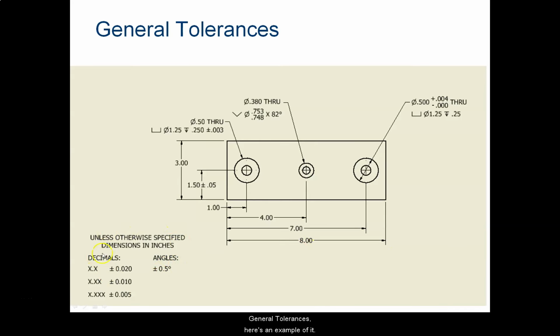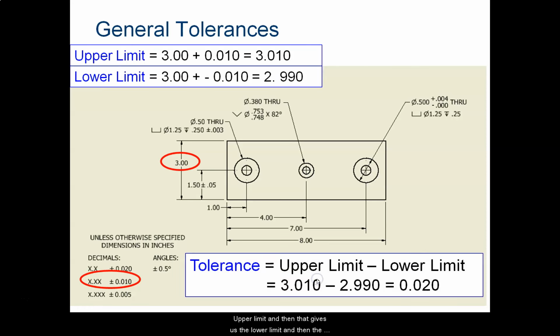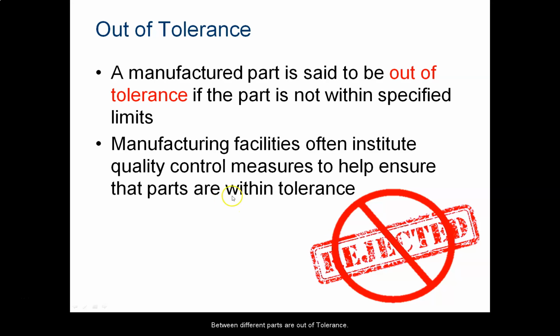So, general tolerances, here's an example of it. The part right here, maybe this dimension doesn't have to be really exact. So for this 4-inch mark, it would be plus or minus 1/100th of an inch because it's got two numbers showing after the decimal place. And same thing for that 3.0. So there's the upper limit, and that gives us the lower limit, and then the tolerance would be subtracting the two, so it would actually be able to be off by up to 2/100ths of an inch between different parts.